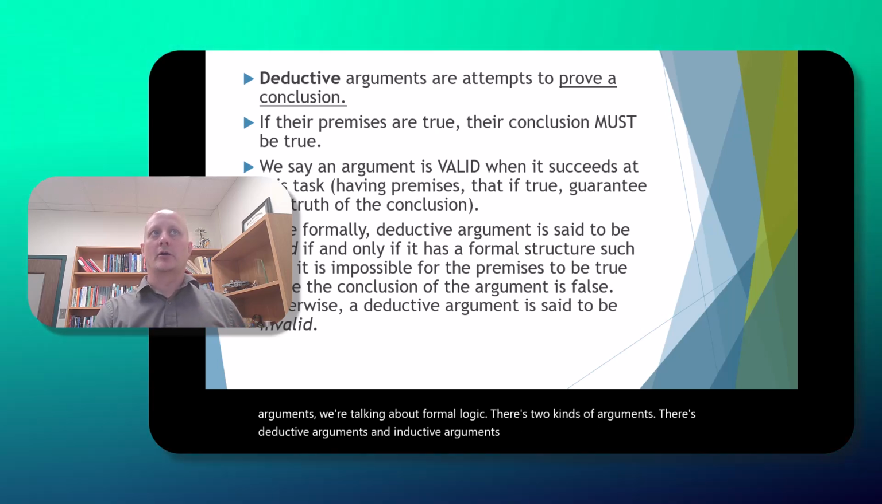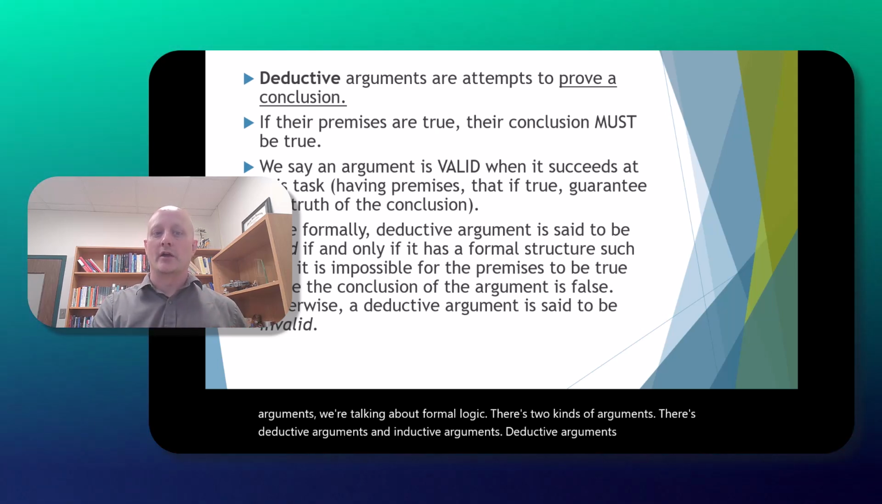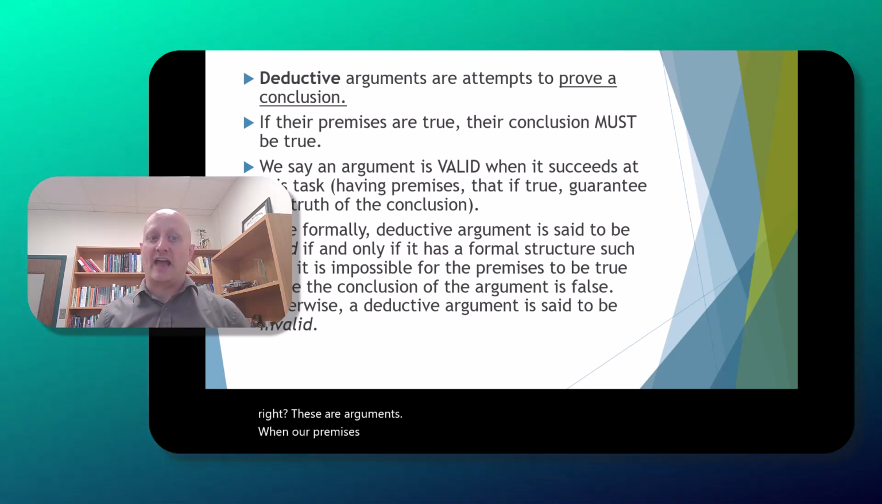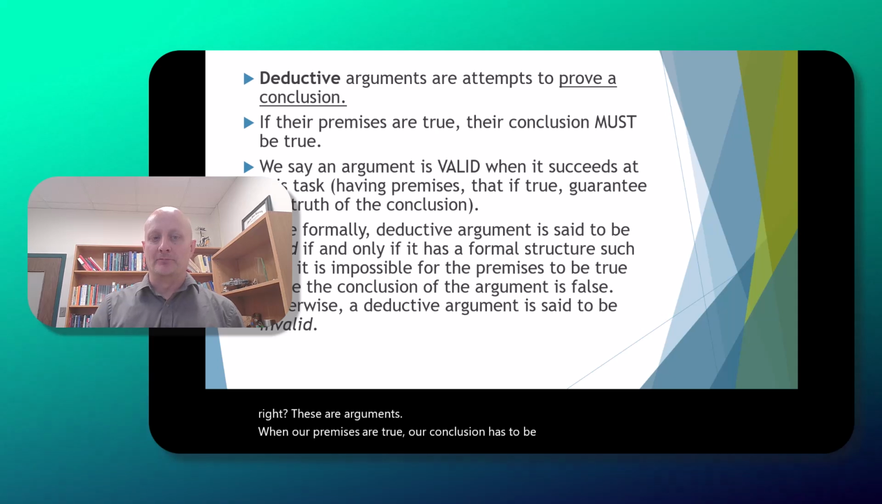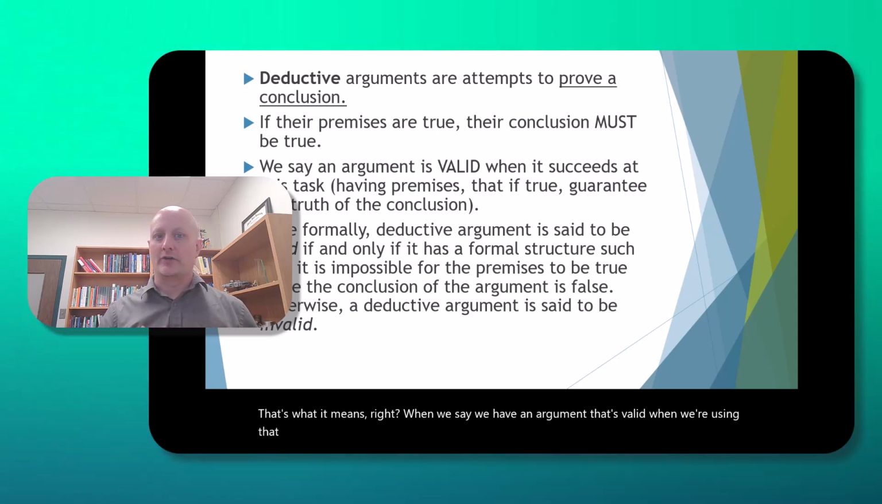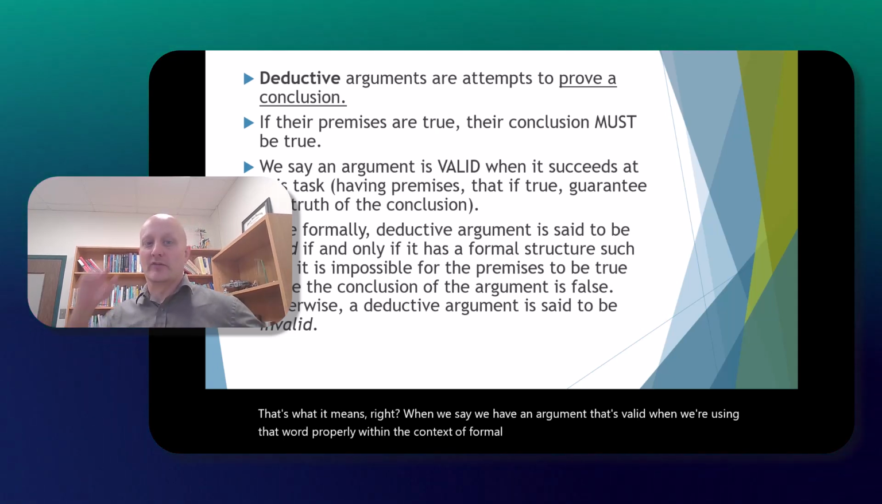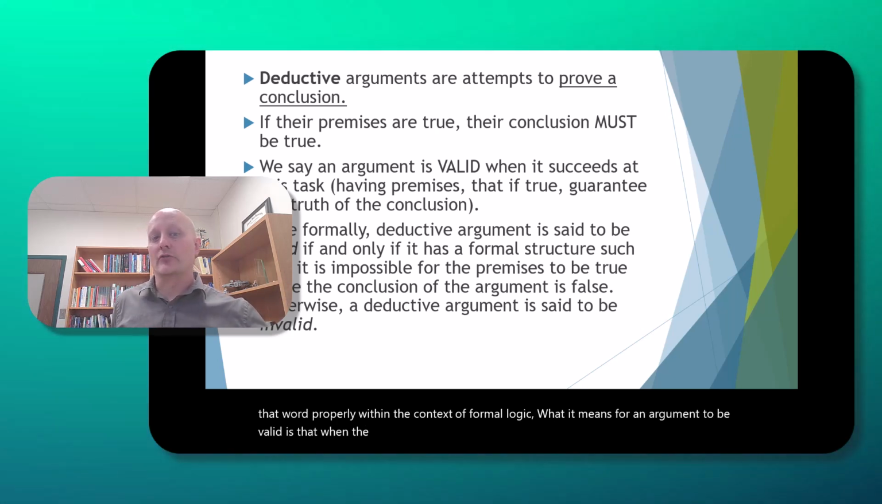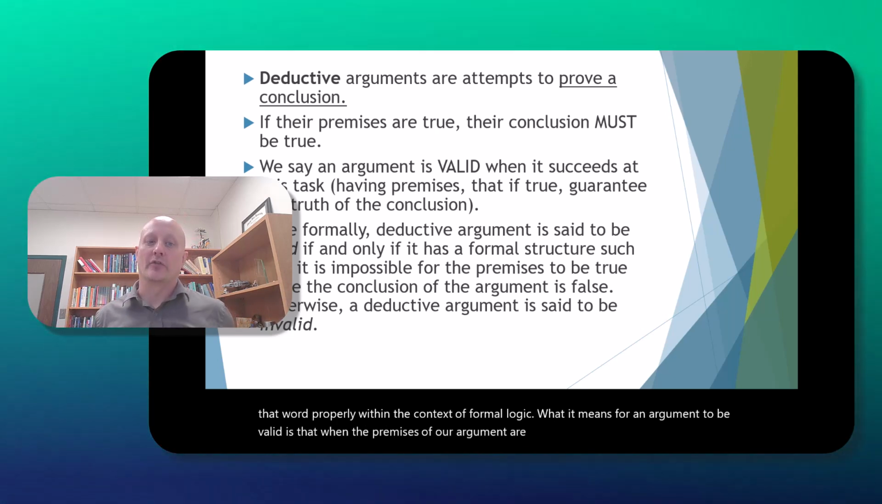Deductive arguments are attempts at a proof, right? These are arguments where when our premises are true, our conclusion has to be true. That's what it means, right? When we say we have an argument that's valid, when we're using that word properly within the context of formal logic, what it means for an argument to be valid is that when the premises of our argument are true, they guarantee the truth of the conclusion.